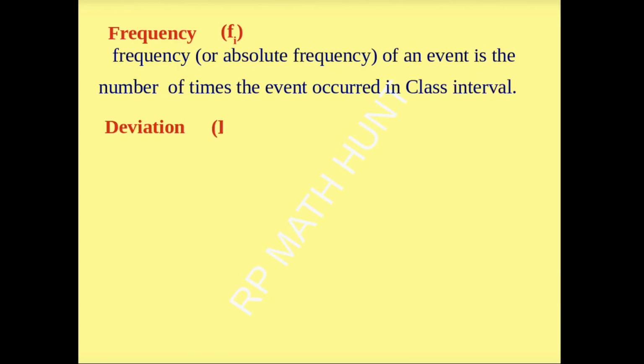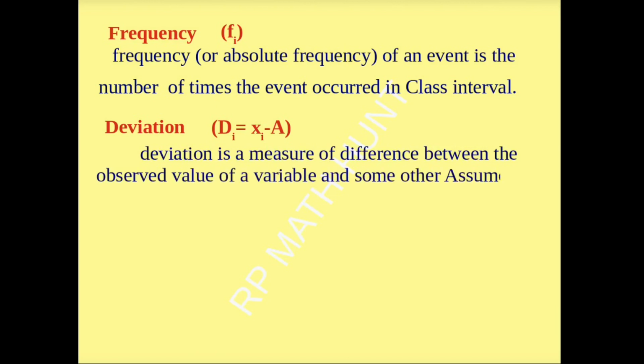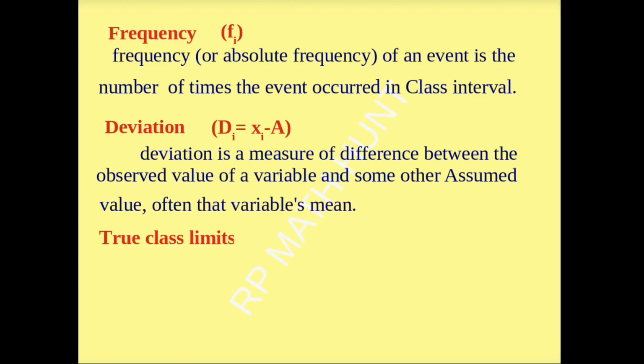Deviation. DI is equal to XI minus A. Deviation is a measure of difference between the observed value of a variable and some other assumed value, often that variable's mean.